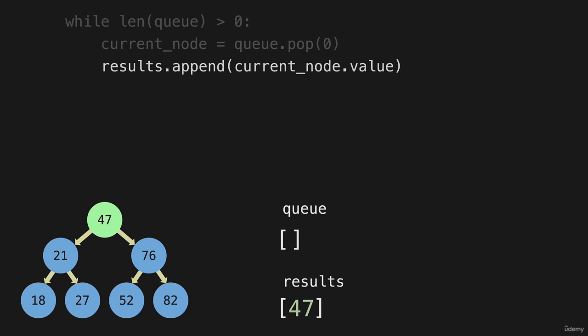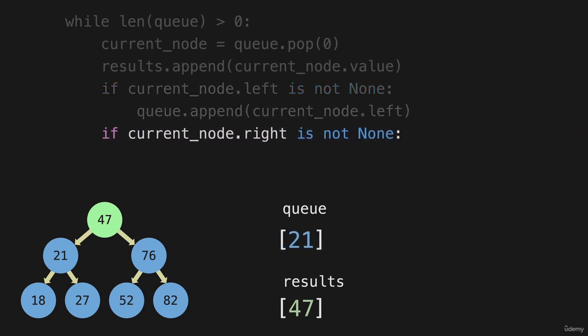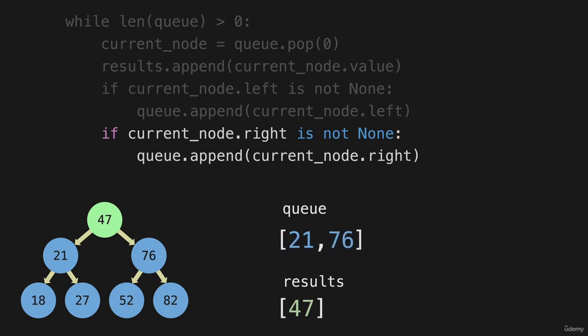So now let's look to the left of that node. We'll say if current_node.left is not None. In other words, if there is a node to the left of the current node, then we're going to say queue.append(current_node.left). So we'll append the node to the left of the current node like this. And then we'll do the same thing on the right. If there's a node on the right, we're going to do queue.append the node on the right, which is the 76. So then we go up and run the while loop again.